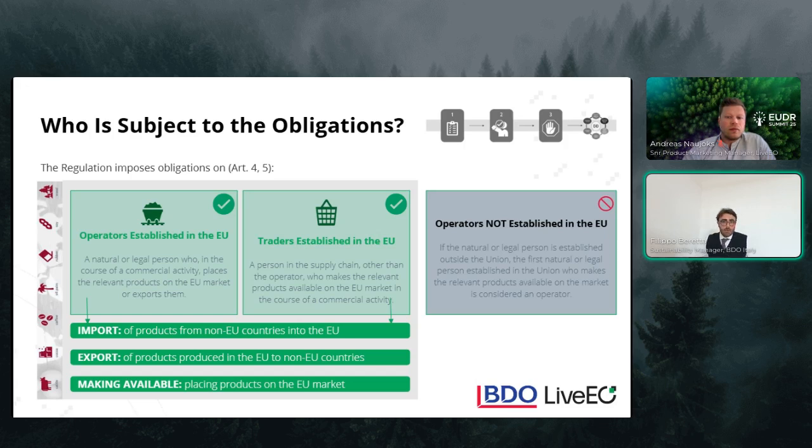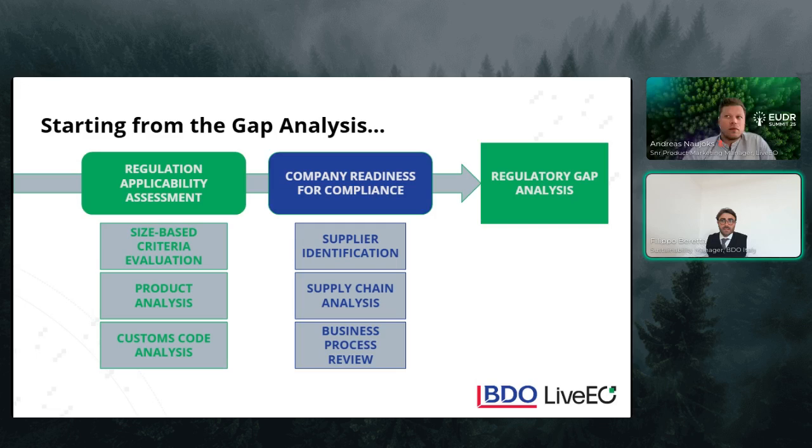So now let's start on the slide. Let's see the gap analysis. The slide shows the path to reach the awareness, as I said earlier, and applicability to the regulation. In this phase, we also do an initial analysis of the products and materials, and we can also check, for example, customer codes to understand which materials and products fall under the regulation.